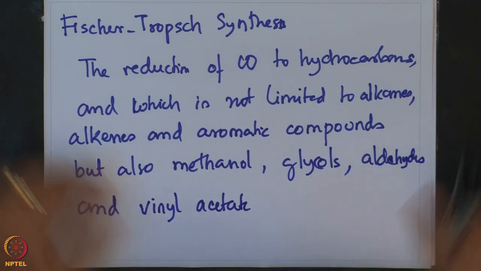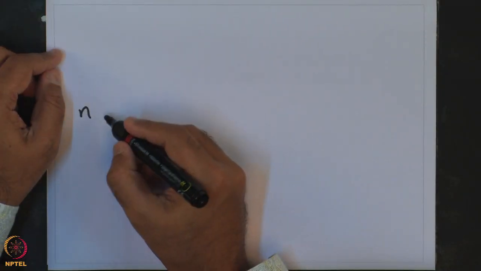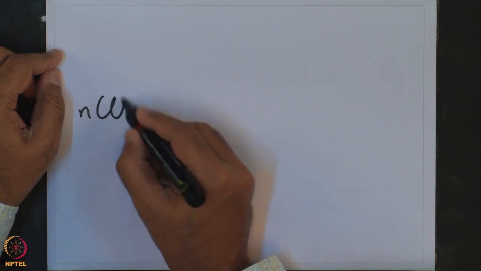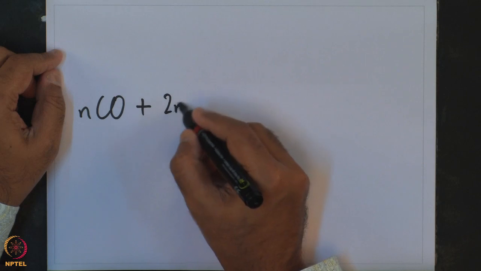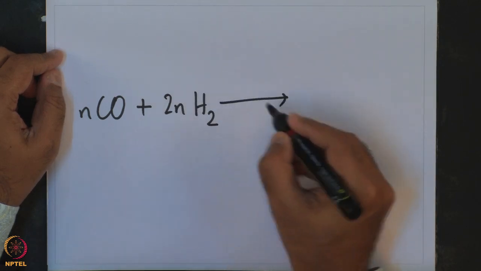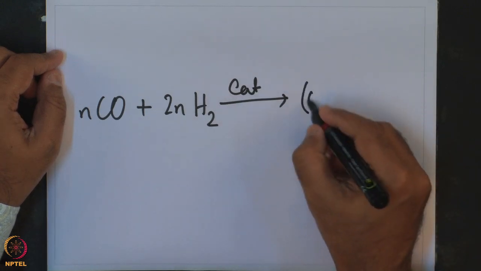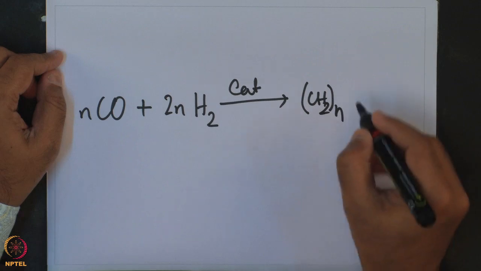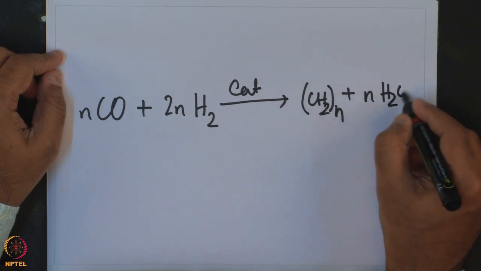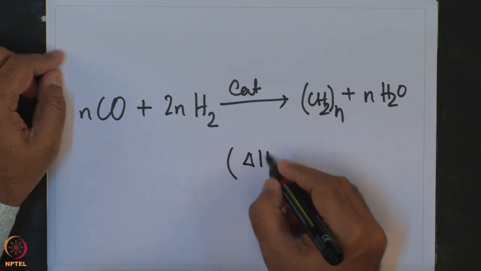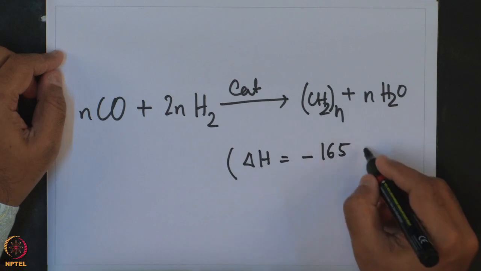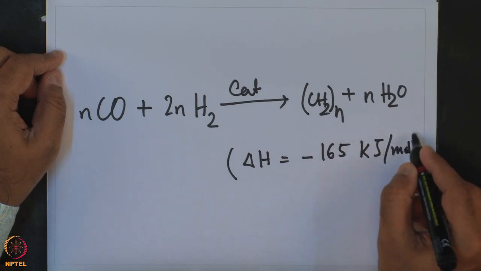So, this is illustrated by this equation, which summarizes the chemistry in Fischer-Tropsch synthesis in just one line, and that is given by CO plus 2H2, in presence of a catalyst, giving hydrocarbon CH2 plus H2O, and delta H for this reaction is minus 165 kilojoule per mole.